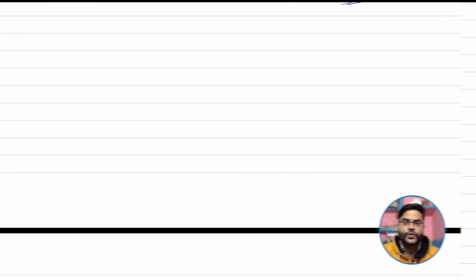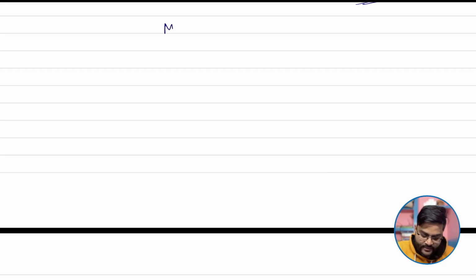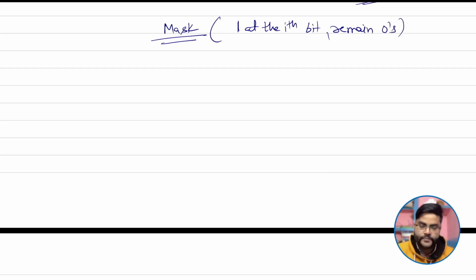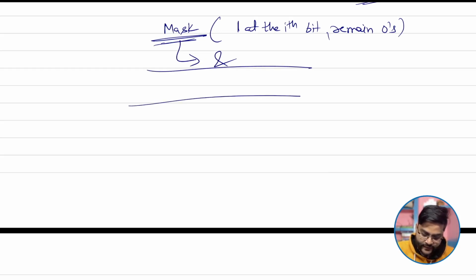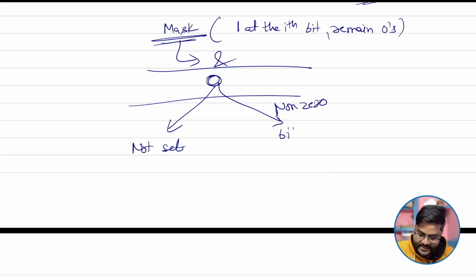Okay, so till now what we have done: I am taking a mask, with one at the ith bit and the remaining zeros. That we will see how we can create this mask, and perform a bitwise AND with it. If it is 0, that means the bit is not set. If it is non-zero, then that means the bit is set.